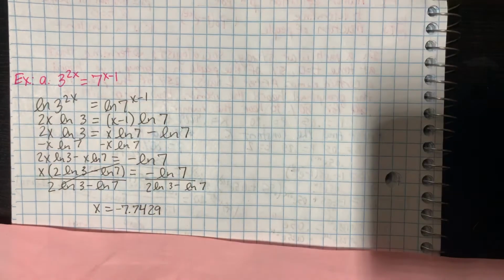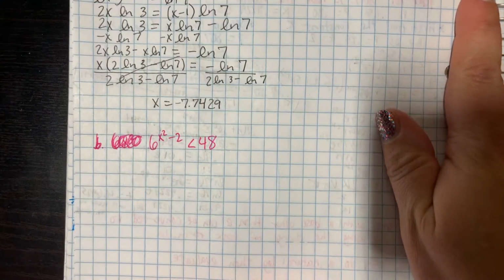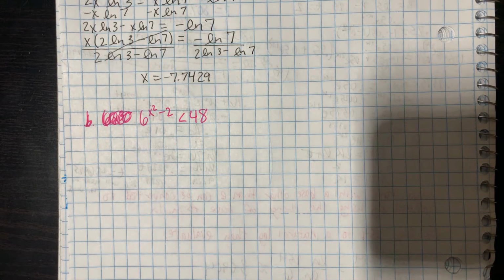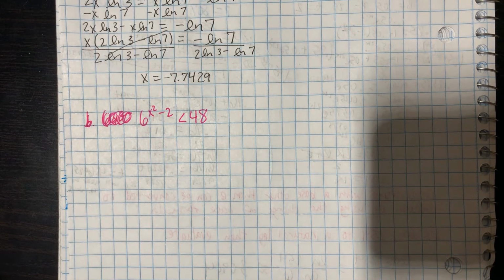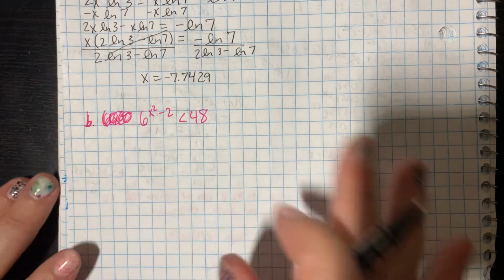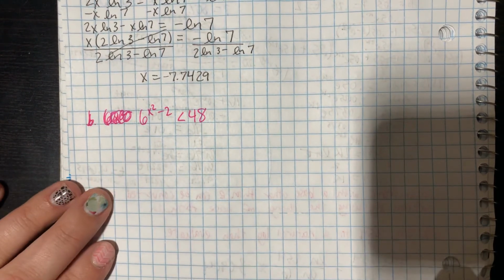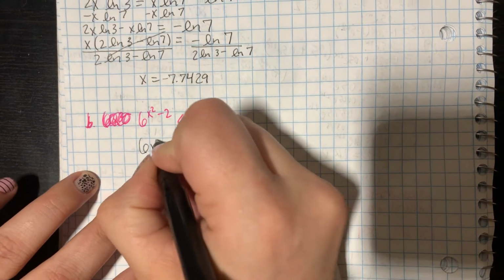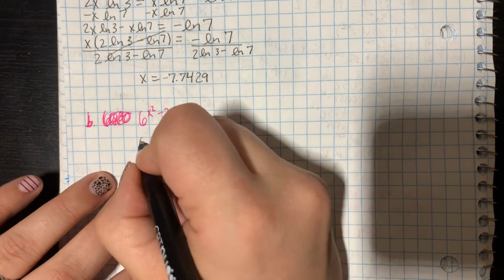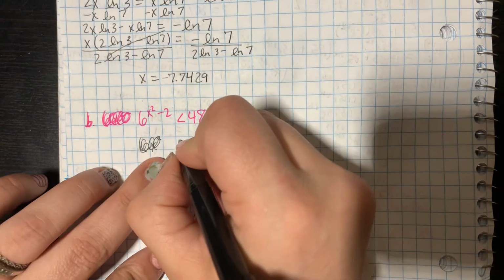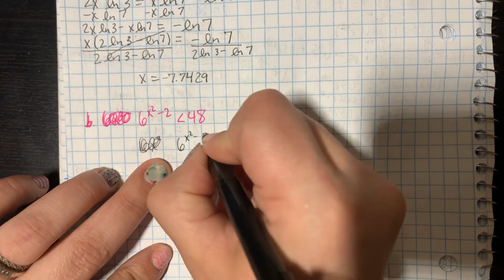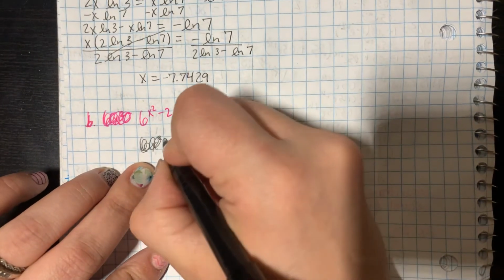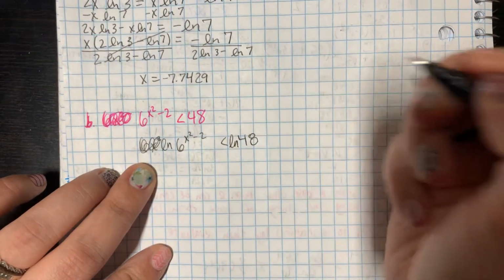Okay, last problem. Yeah, I wrote it all silly. So, okay, when there's an inequality, we solve exactly the same. So what I'm going to do is take the x, whoop, I already made that mistake. Okay, 6 to the x squared minus 2 is less than 48. I'm going to take the ln of both sides.